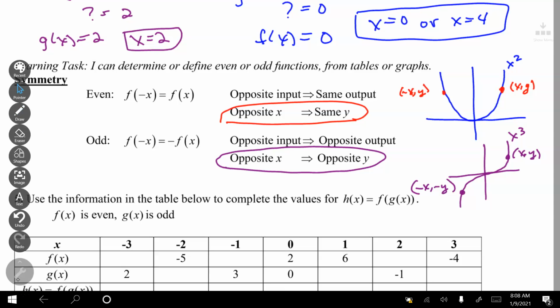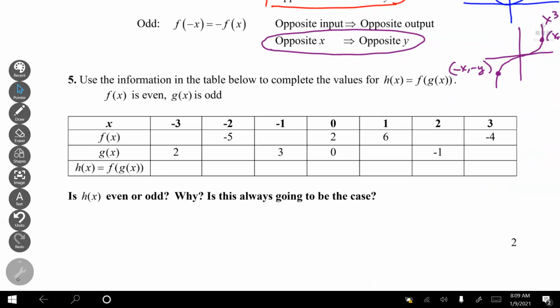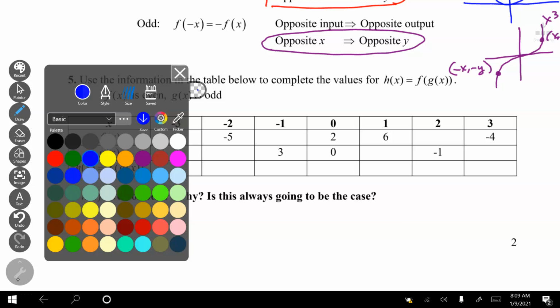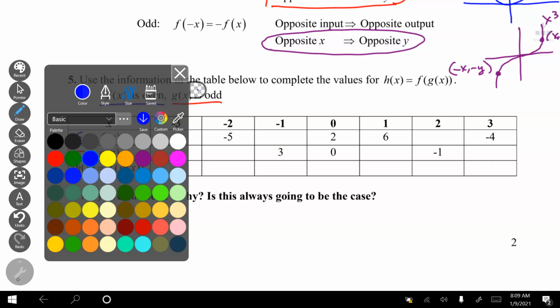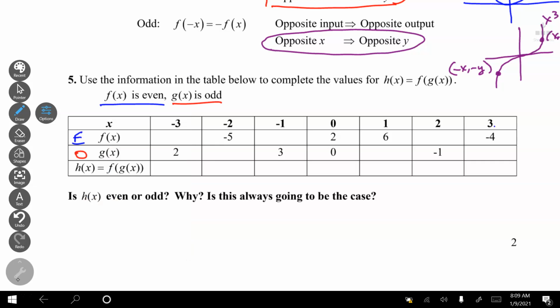So how do we apply this to a table? Well, let's make the note that f is even and g is odd. Let's do the even one first. So right here, when x is 3, y is negative 4. So when I come away over here, when I use the opposite x value, I have to have the same y value, so this also has to be negative 4.